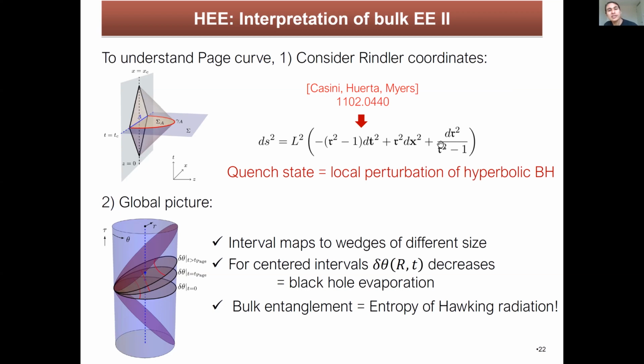The first one is that if you go to coordinates adapted to this entanglement wedge in the bulk, this is the so-called Casini-Huerta-Myers map, then in fact this entanglement wedge looks like what is called a hyperbolic black hole. So what we are computing, as viewed from these Rindler coordinates, is the entanglement entropy of bulk fields of the exterior of this hyperbolic black hole.